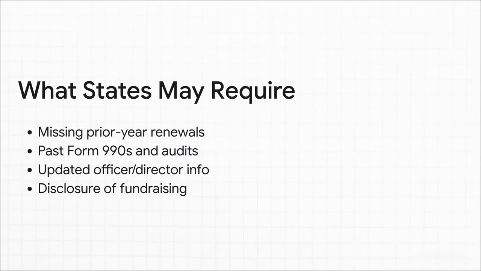So to get reinstated, states will often require all the missing documentation. This can mean filing renewals for multiple prior years, submitting past Form 990s and audits, and providing updated lists of your officers and directors. And they might also ask you to disclose any fundraising activities that happened during the lapse.